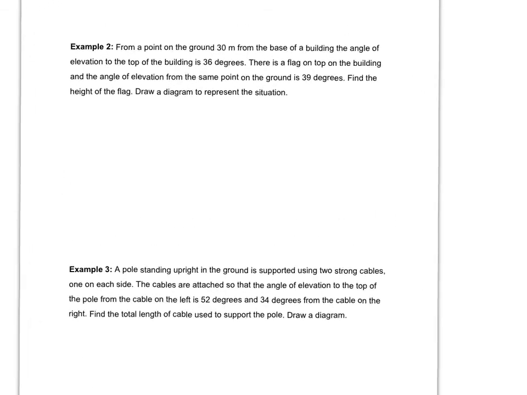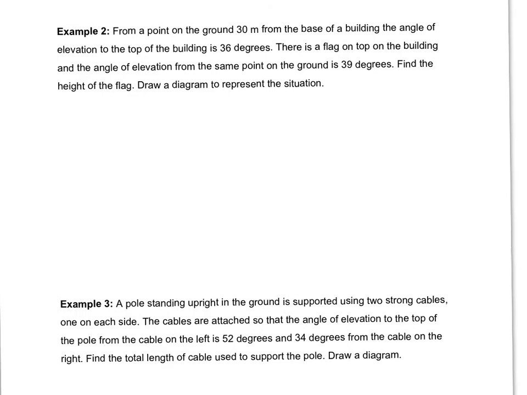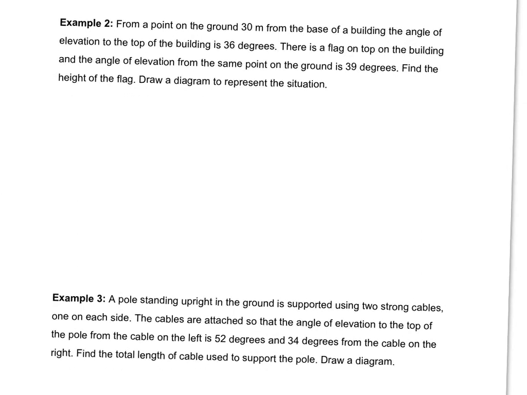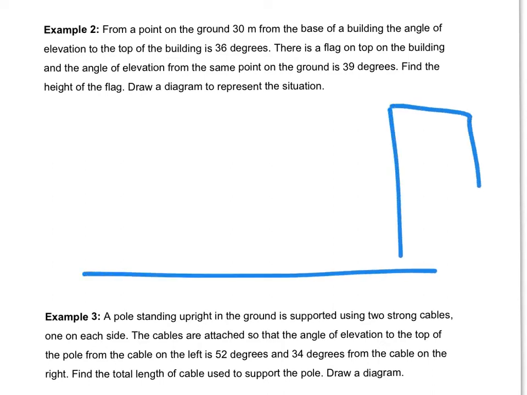So, our next situation. A slight alteration of the last one, nothing too complicated. What we're saying here is, from a point on the ground 30 meters from the base of a building, again we're talking about the ground and the base of a building. We know that the angle of elevation to the top of the building is 36 degrees.